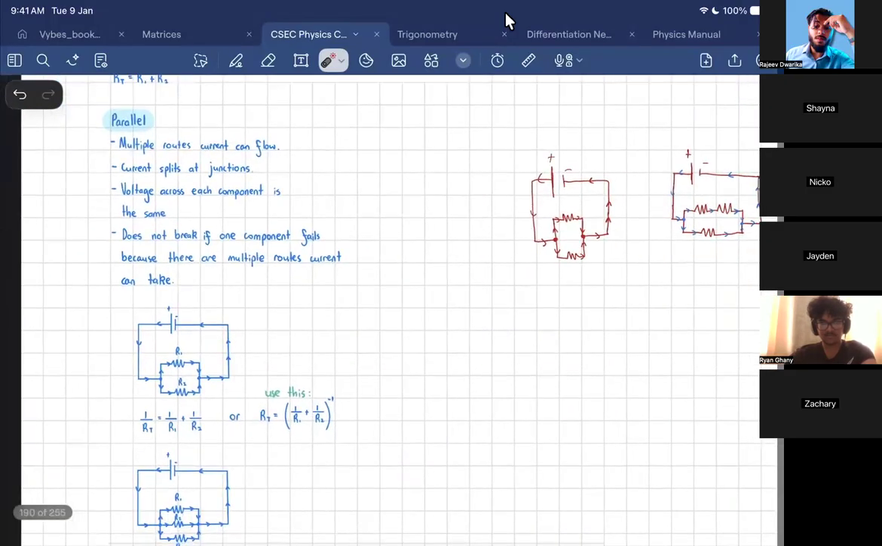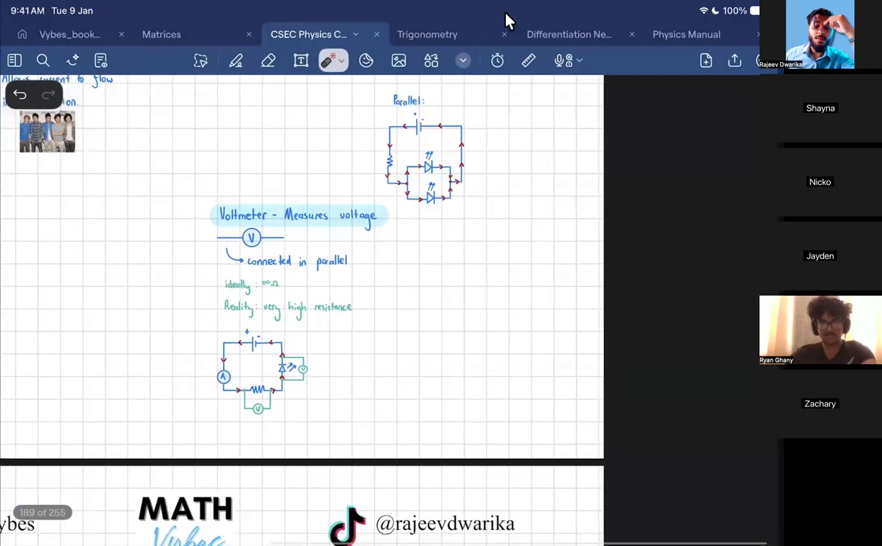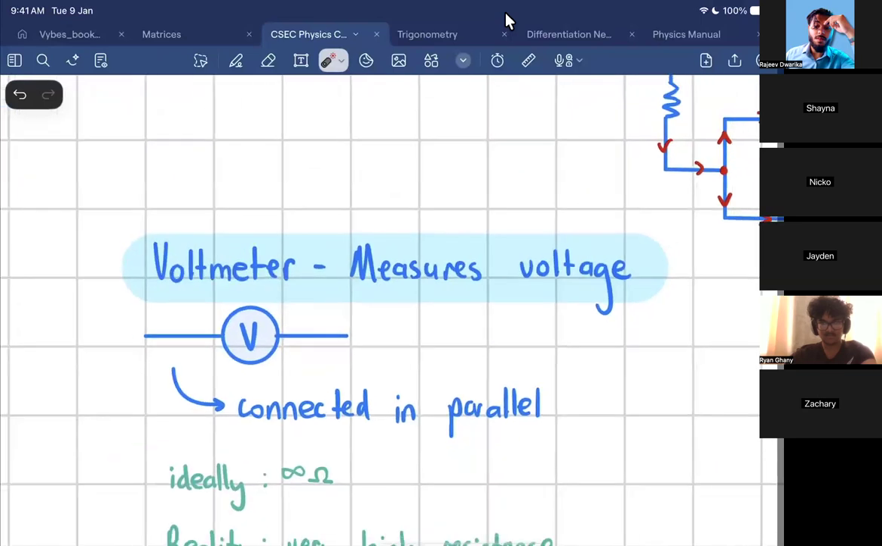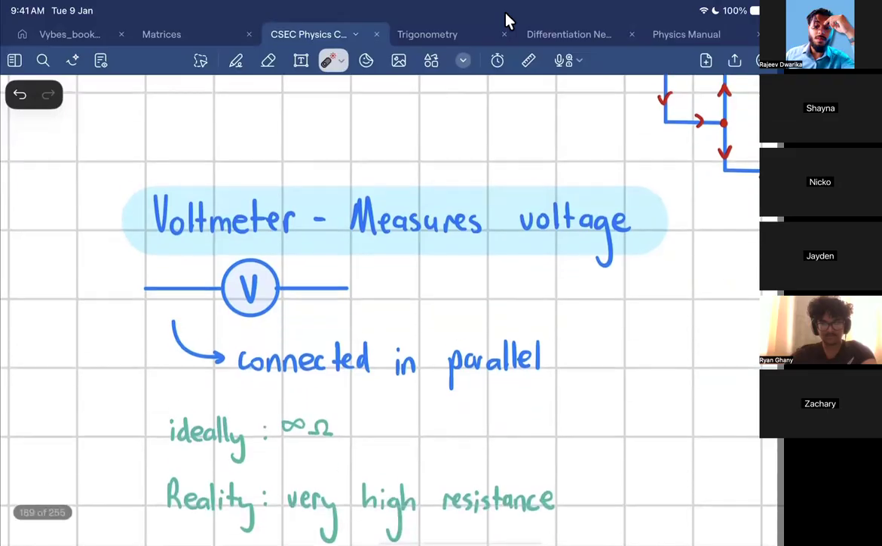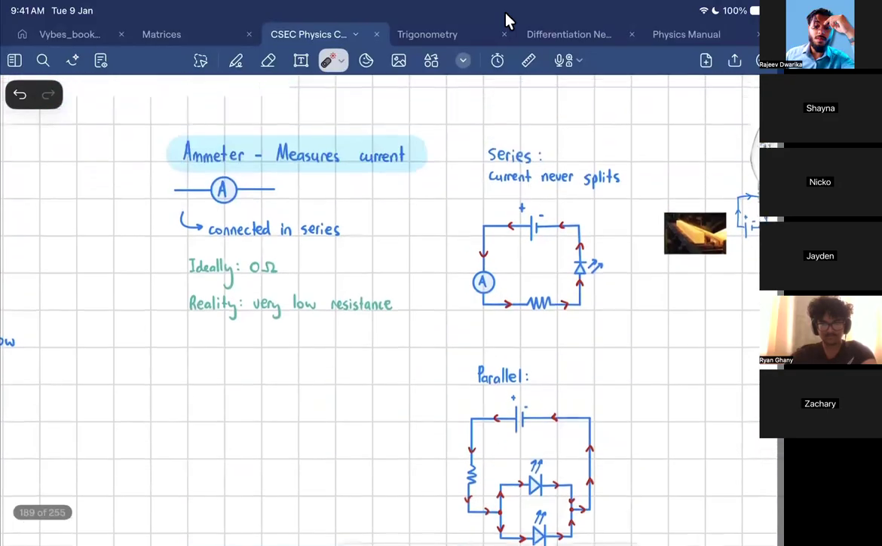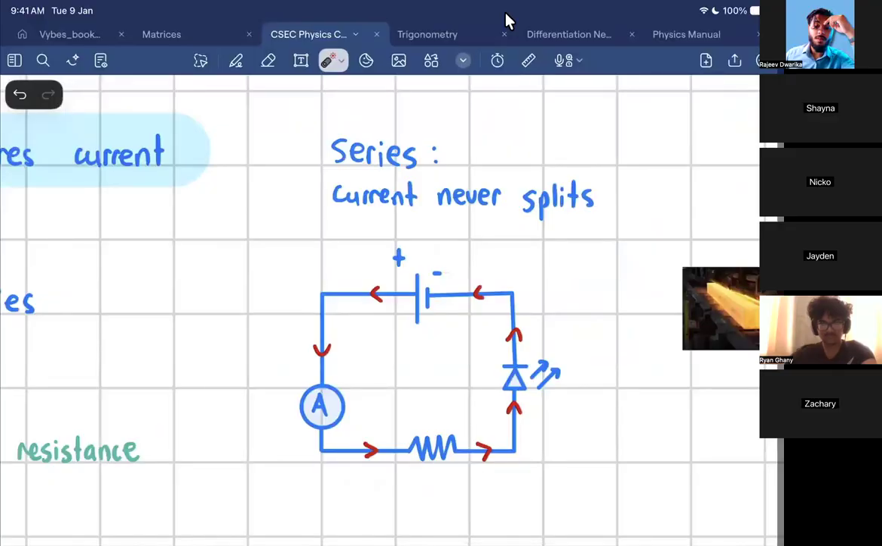So that brings me on to the other thing. A voltmeter measures voltage, or in other words, potential difference. Voltage and potential difference mean the same thing. So you see how we hook up our ammeter in series, because the current has to flow through it? Remember that?